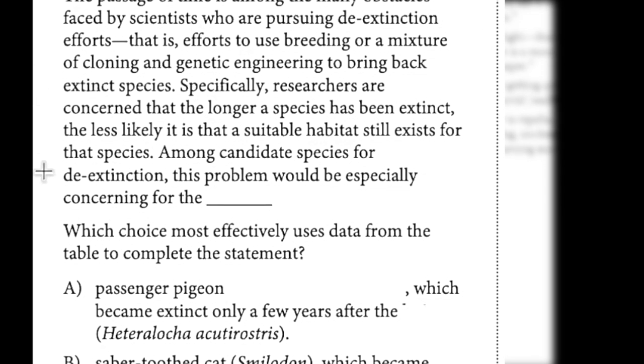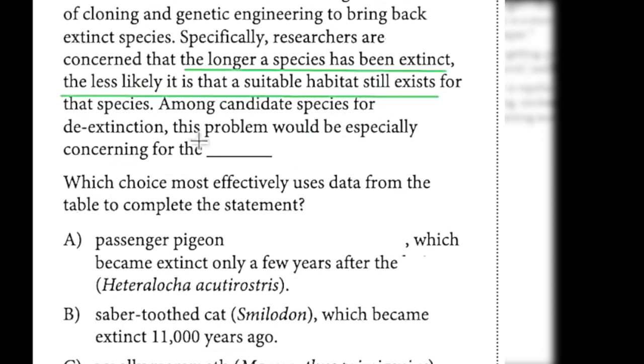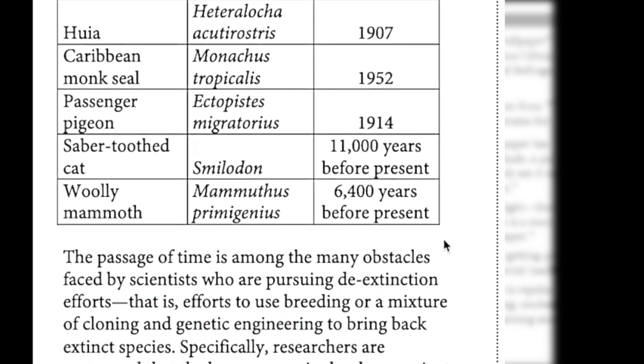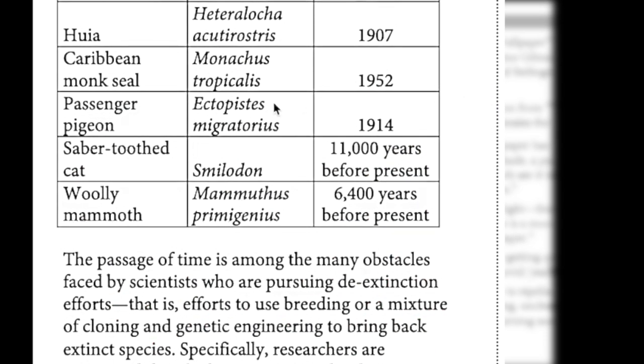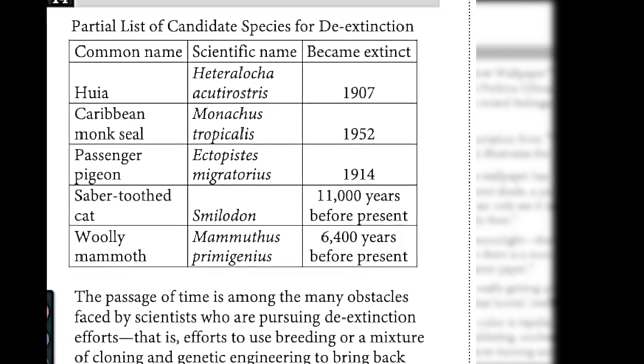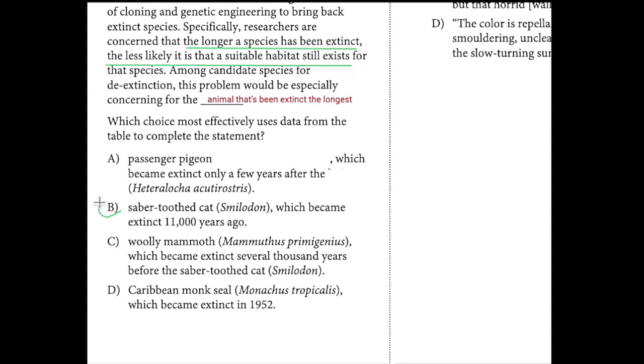Okay, so what is the problem? The longer it's been extinct, the less likely there's a suitable habitat. So basically, concerning for the animal that's been extinct the longest, right? And I don't know what that animal is unless I look at this chart that they gave us. So I'm going to go ahead and look at the chart. We're looking for the one that's been extinct the longest. 11,000 years ago is certainly more than 6,400 years ago. So it would be the saber-toothed cat. And that's B, and that's our answer.